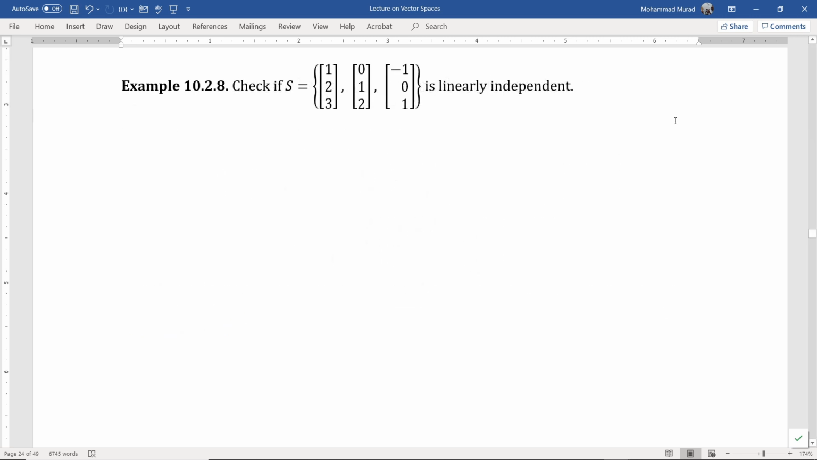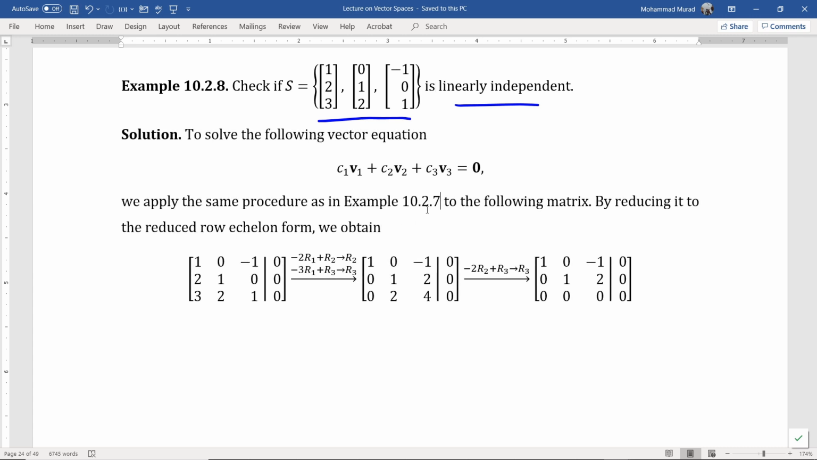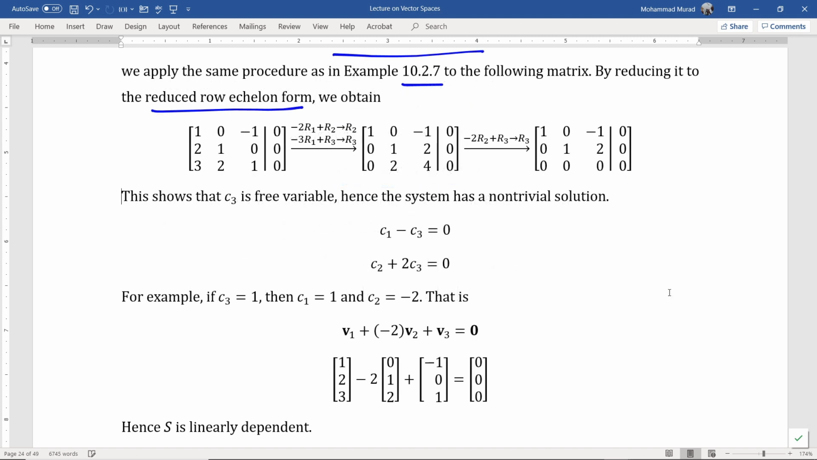One more example. We want to check if the set of these three vectors is linearly independent. To solve the following vector equation, we apply the same procedure as in example 10.2.7 to the following matrix. By reducing it to reduced row echelon form, we finally obtain this form of the augmented matrix. Here we identify the pivots, which correspond to the unknowns C sub 1 and C sub 2. The last row shows that the variable C sub 3 is free. Hence, the system has a non-trivial solution.